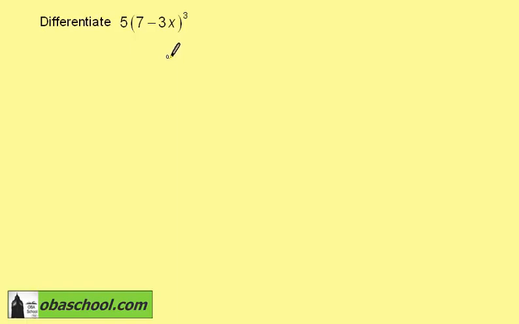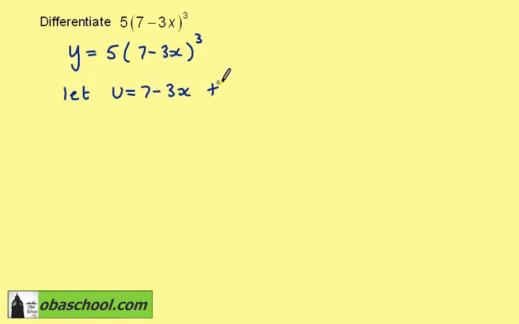We're going to differentiate 5 times (7 minus 3x) cubed. So y is 5 times (7 minus 3x) cubed. If we let u be 7 minus 3x, then y is equal to 5u cubed.